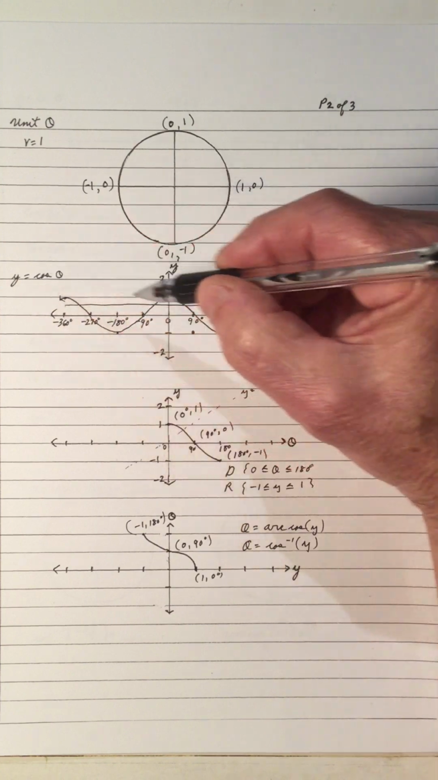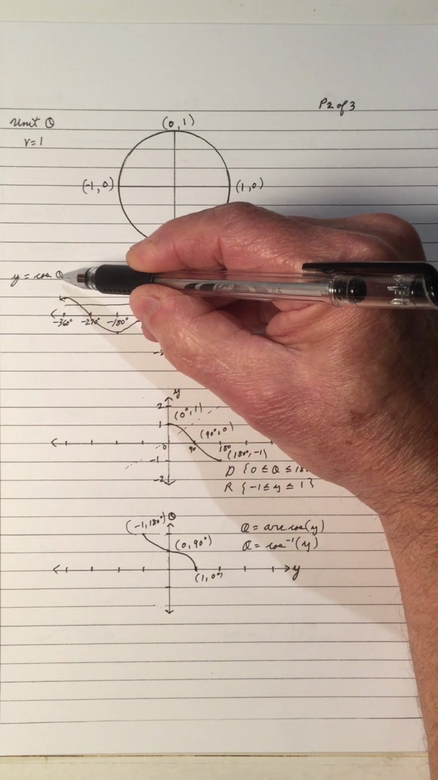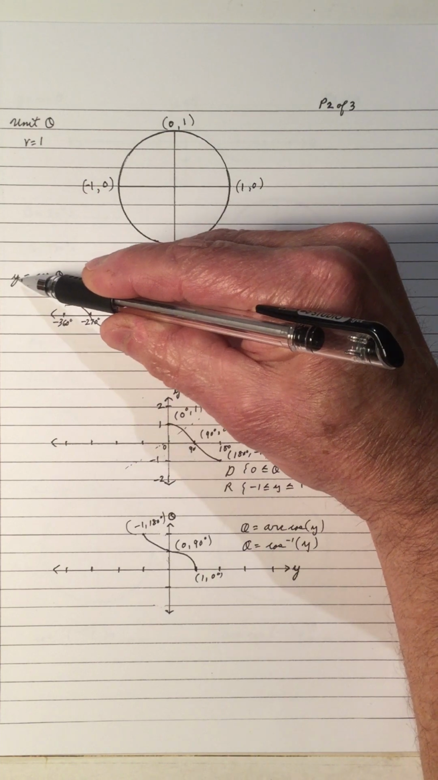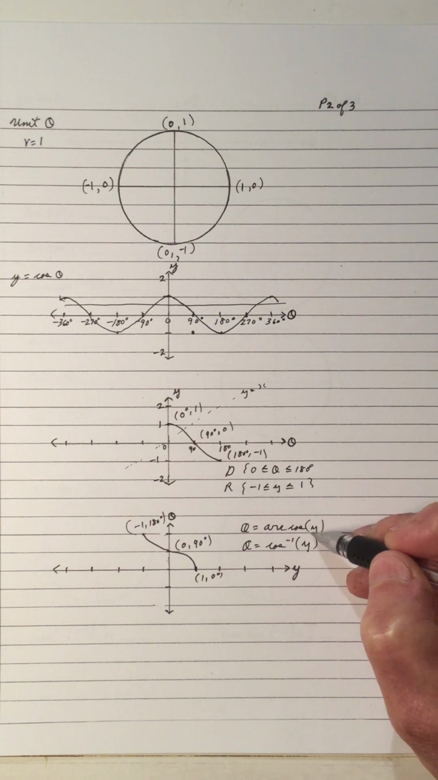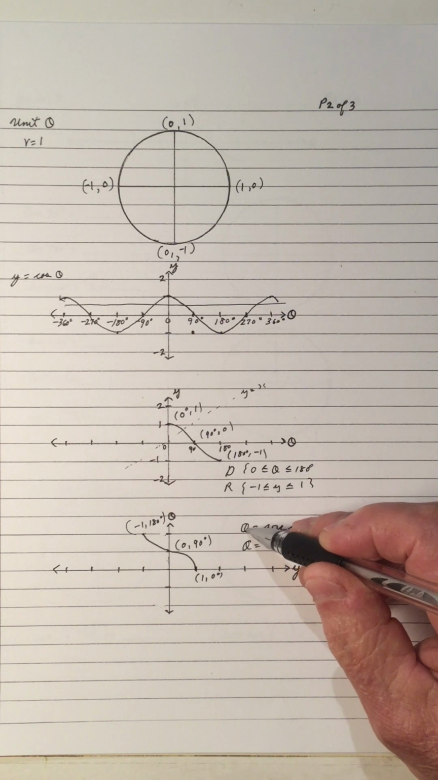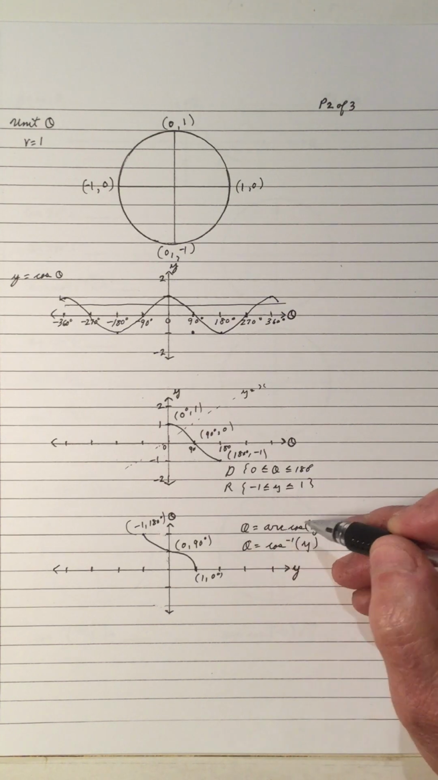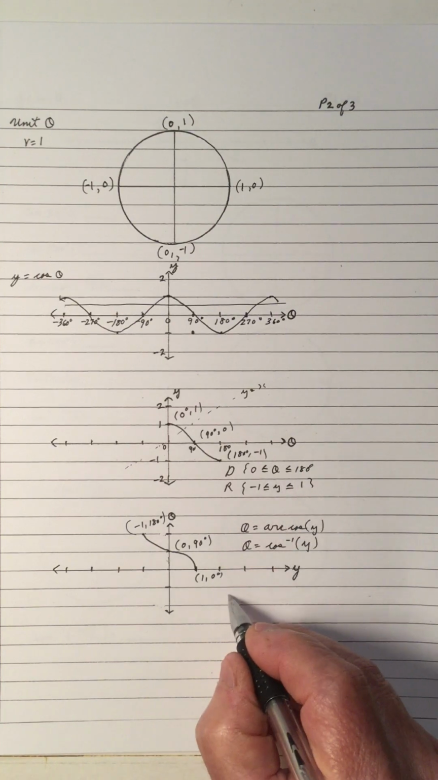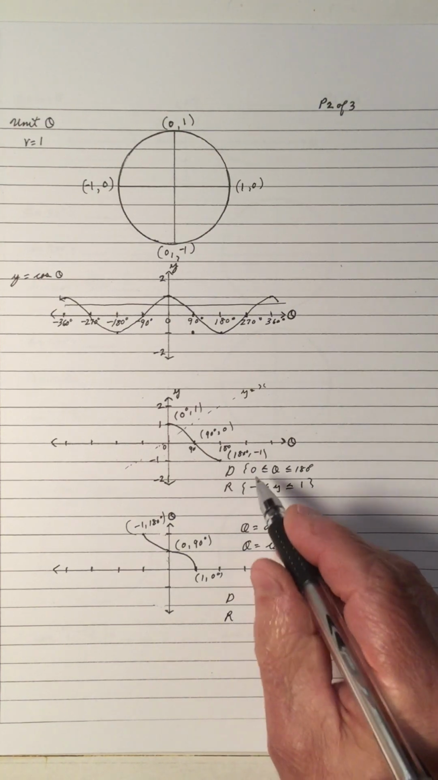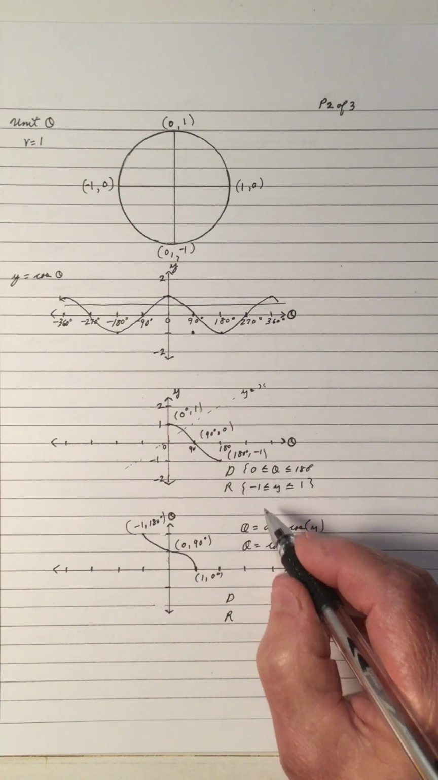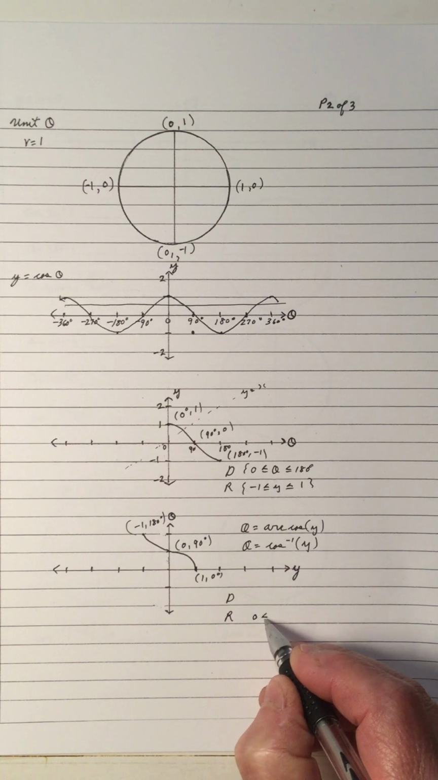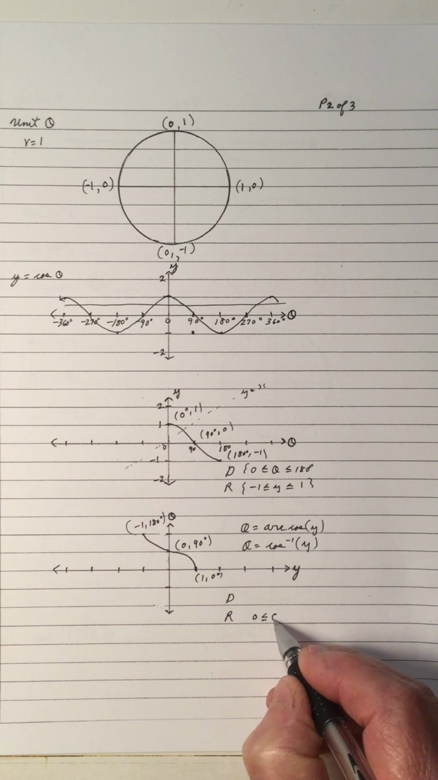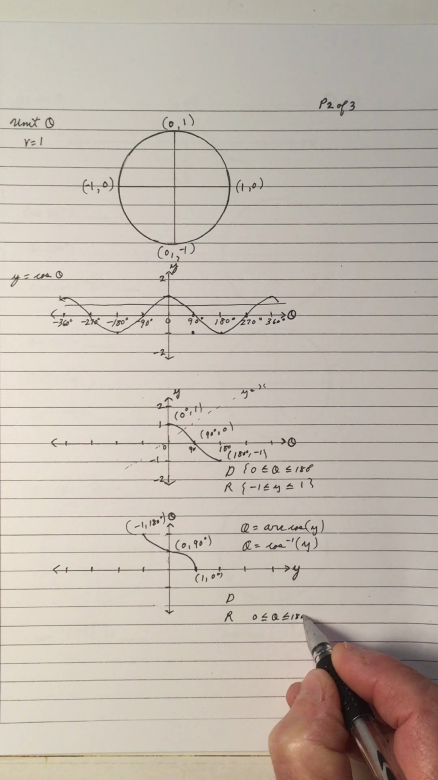So in this graph right here, you plug in the values for theta, in degrees or radians, and you come up with the y. The reverse would be that when you plug in the value for y from 1 to negative 1, you come up with your degrees or radians. And also the domain and range are reversed because of the reflection. So your domain becomes your range. So 0 is less than or equal to theta is less than or equal to 180.